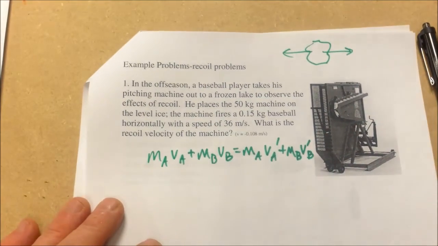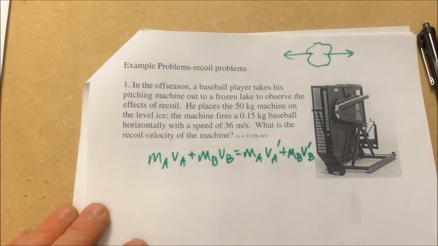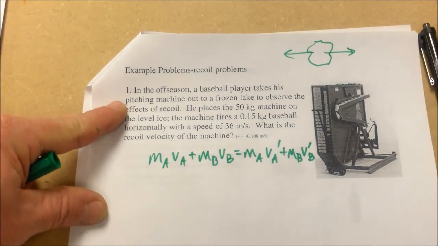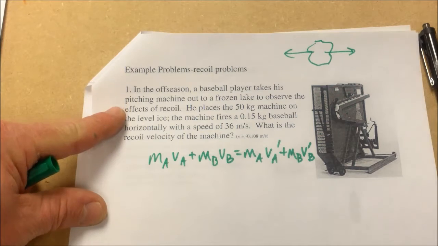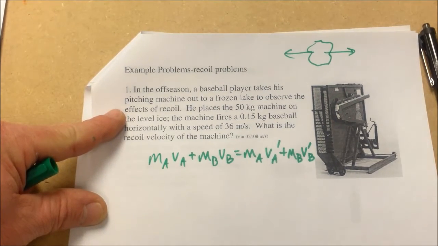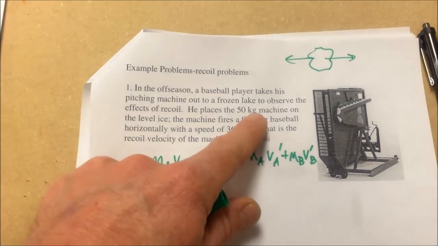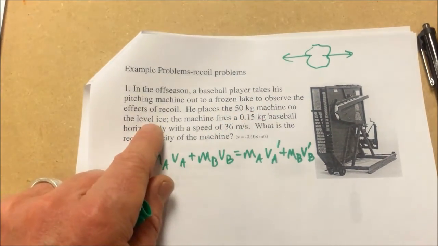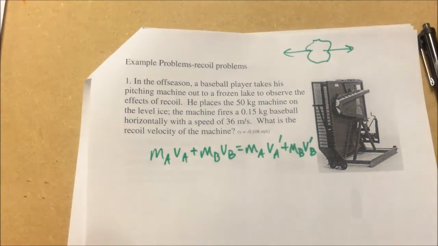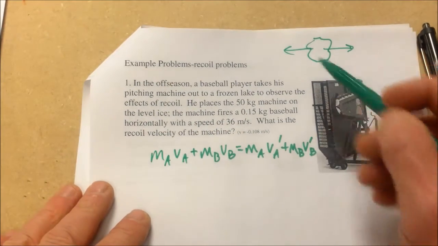Okay, this was the equation we got from page 5, right? So let's read the problem. A baseball player takes his pitching machine out to a frozen lake to observe the effects of recoil. He's going to do it on the lake because there's not much friction there, and you can kind of see what the recoil does. So he places the 50-kilo machine on level ice. The machine fires a baseball with the speed, and we'd like to get the recoil velocity of the machine.